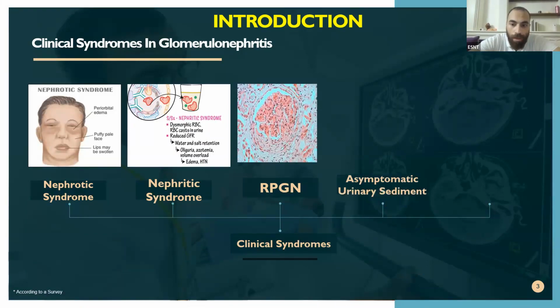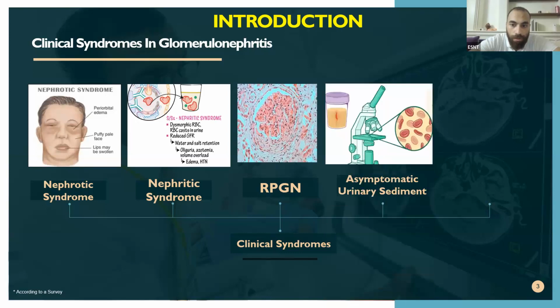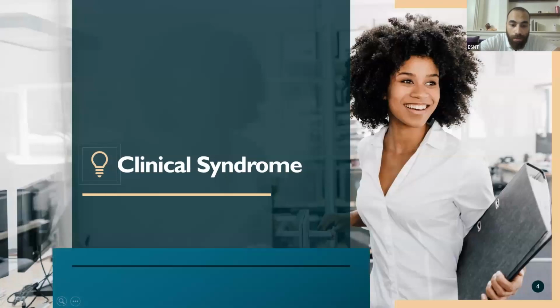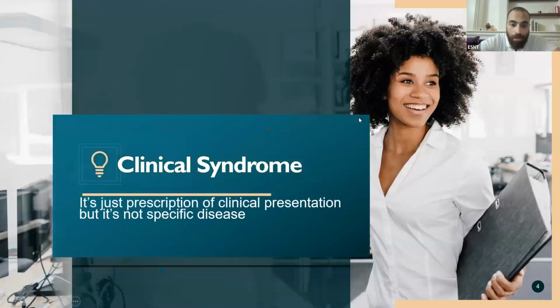And we have also asymptomatic urinary sediment, which the patient usually discovers accidentally in his urine during routine investigations. And finally, we have what is called chronic GN, in which the patient usually presents with advanced kidney disease, and we have evidence of glomerulonephritis, but unfortunately we can't do a kidney biopsy because the patient now has advanced kidney disease. And I want to focus on the clinical syndrome. It's not a disease. It's just a description of the clinical presentation, and it's not a specific disease by itself.